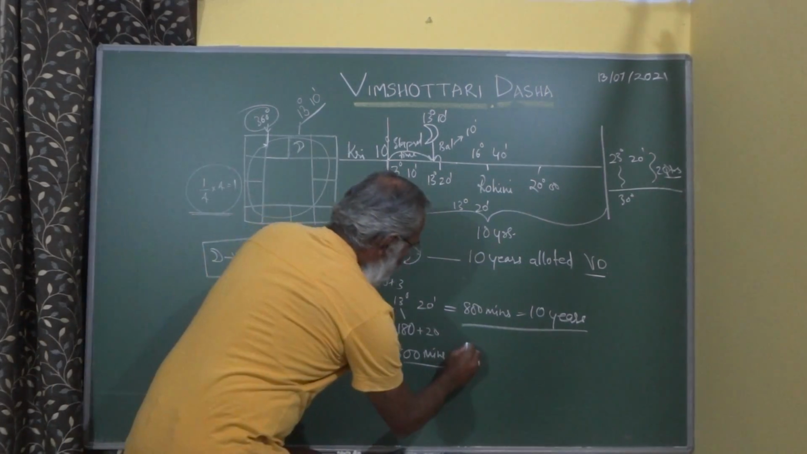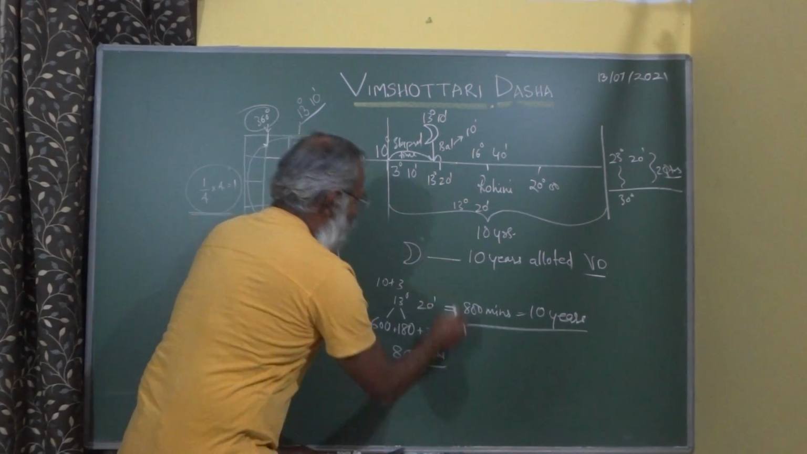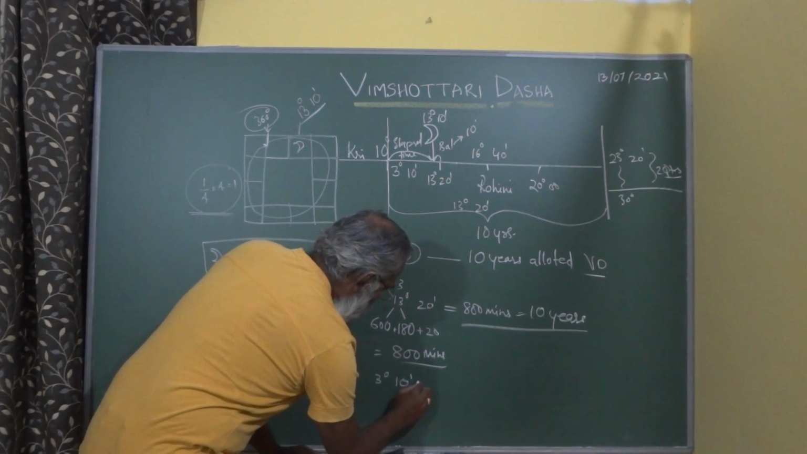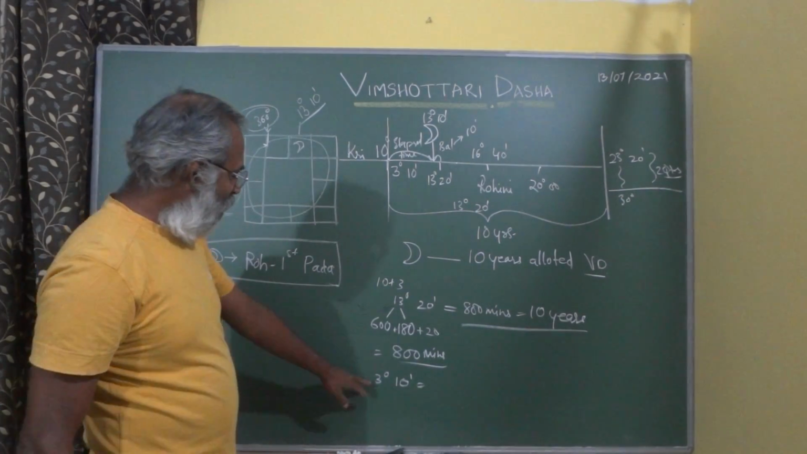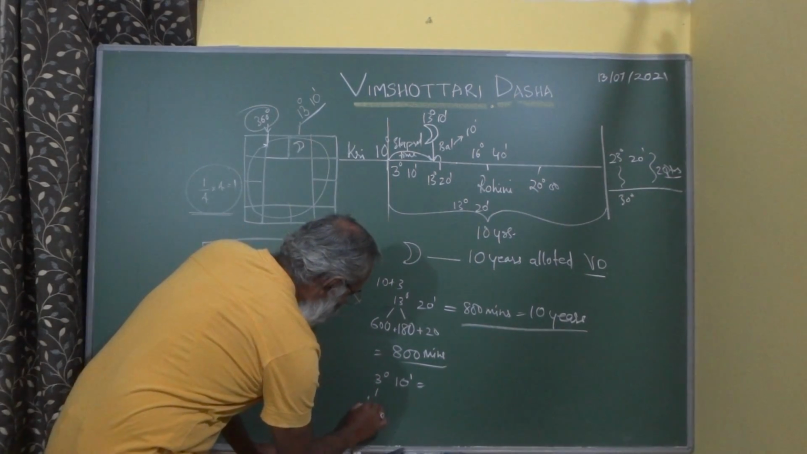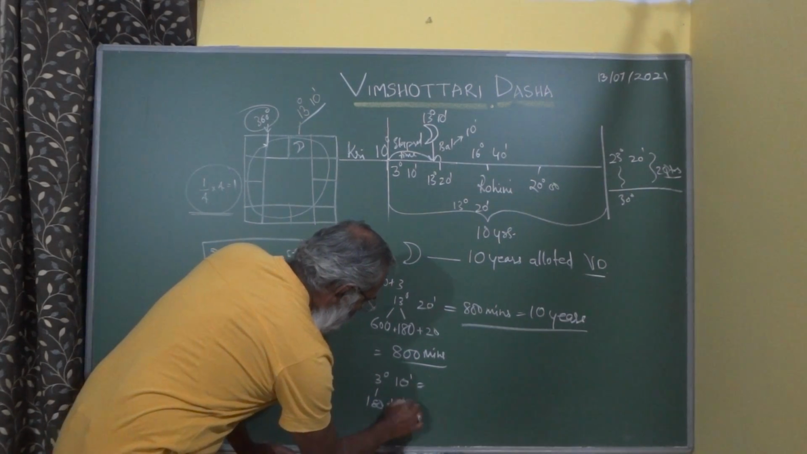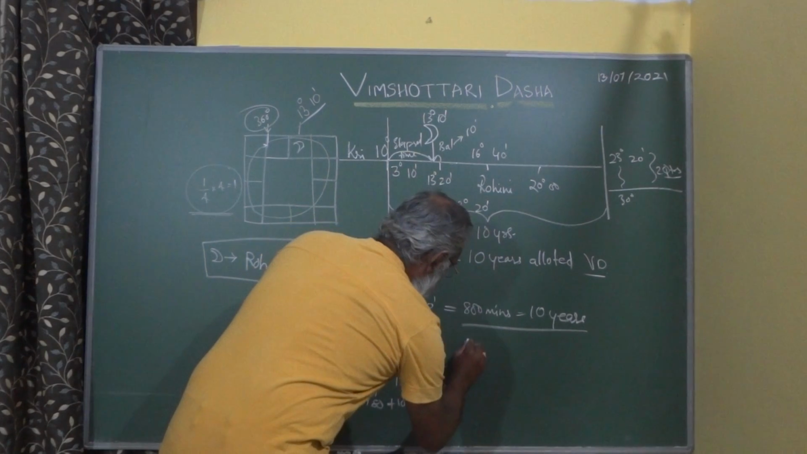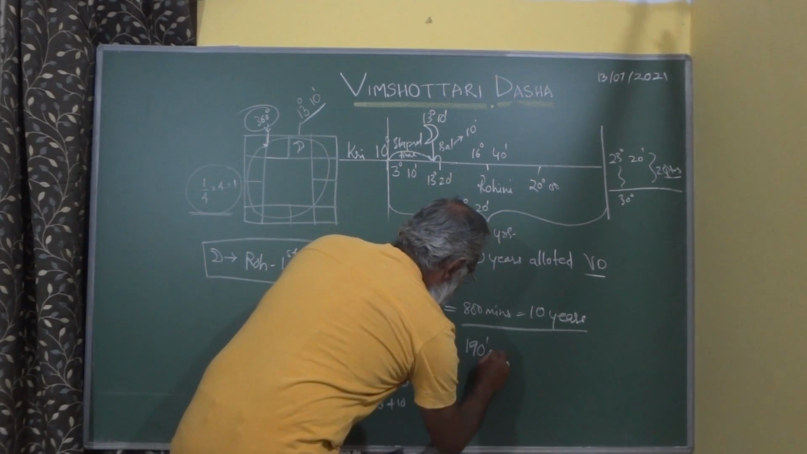So then, how much is 3 degrees 10 minutes? Again we will convert this. 3 degrees 10 minutes is equal to how many minutes? Very simple. 3 sixes are 18, so 180, plus 10 is 190 minutes. So how much is it equal to in years?